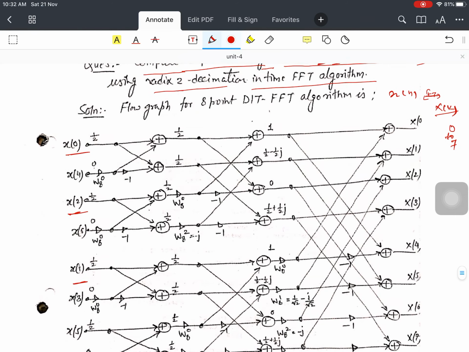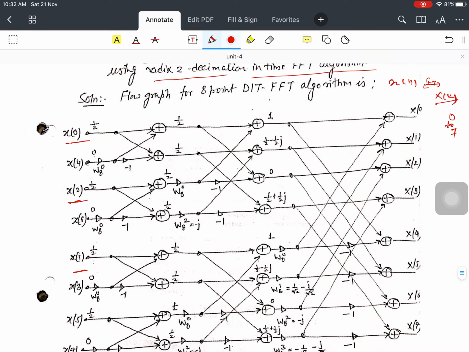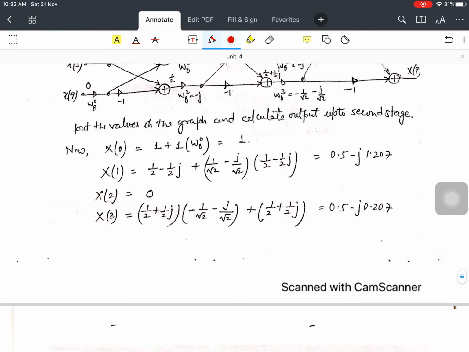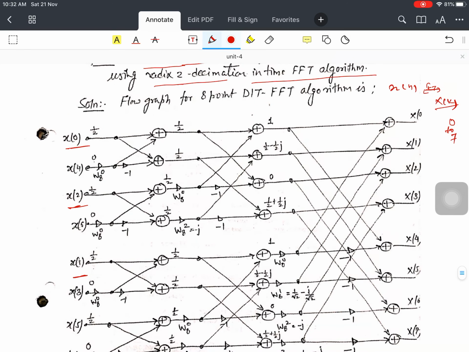x0, x1, x2 and x3. Okay. So when you do this calculation, if I talk about x0, what will be the value we are receiving at this point? Nothing else, you can see over here, that is just coming. What will be the output at this point and what will be the output at this point? We are summing both the quantities over here.